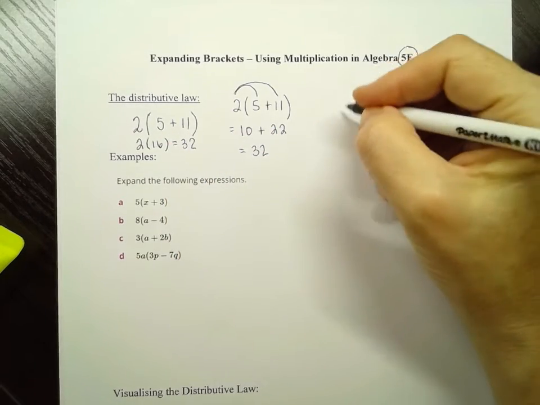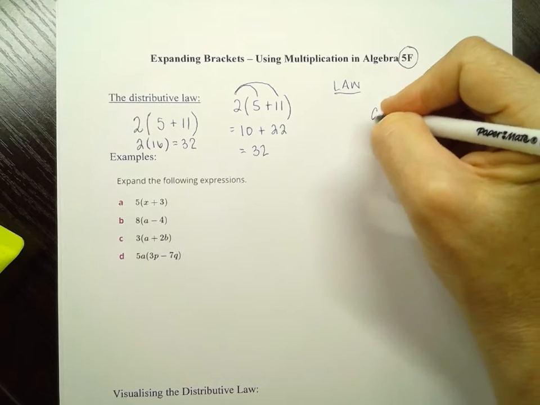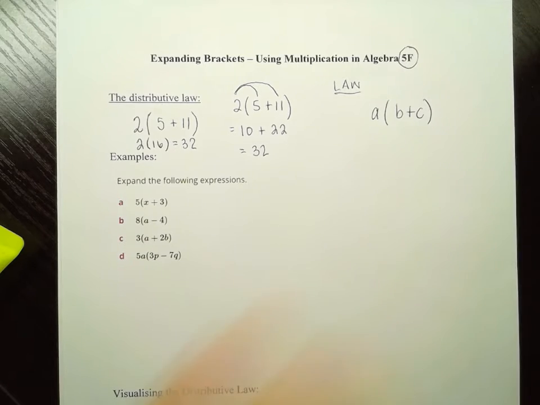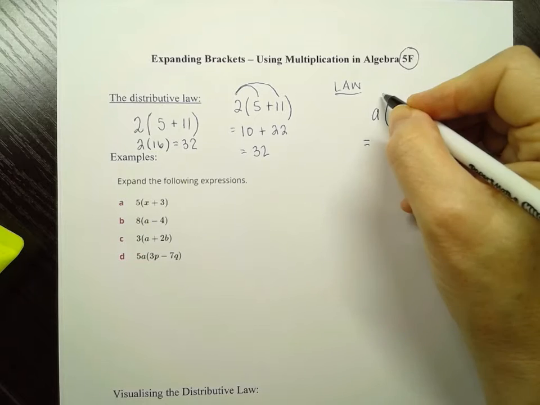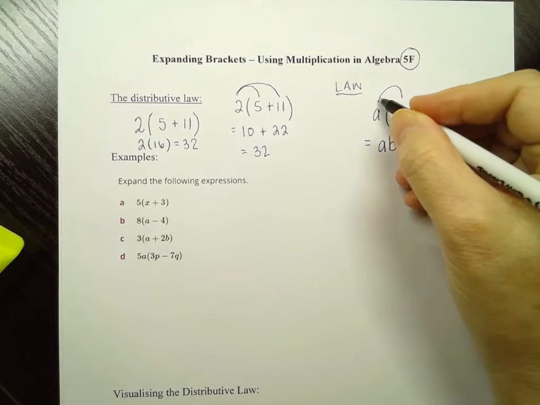So here's the actual law. It uses all letters. So it goes A bracket B plus C. Remember, A and B and C are all just numbers. We just don't know what the numbers are. And it says this is the same as A times B plus sign A times C.